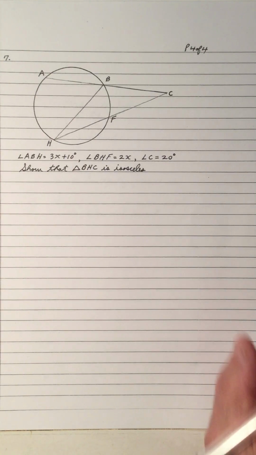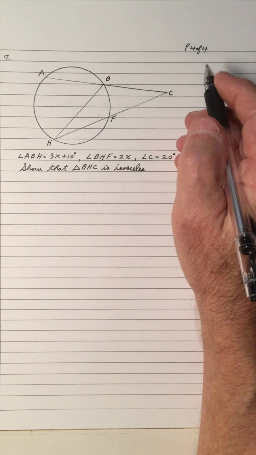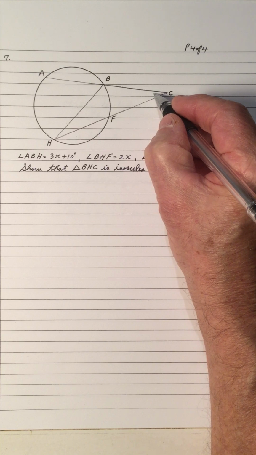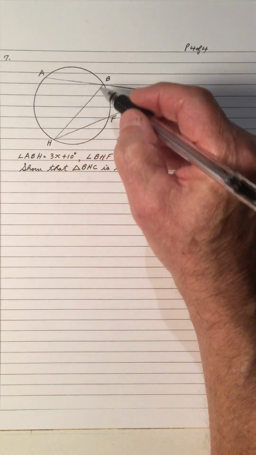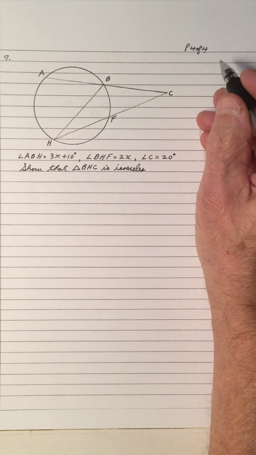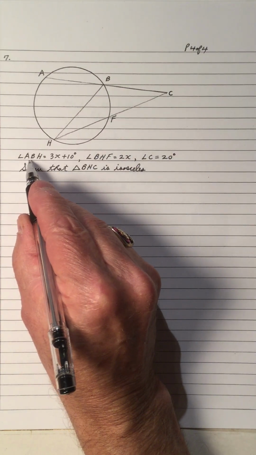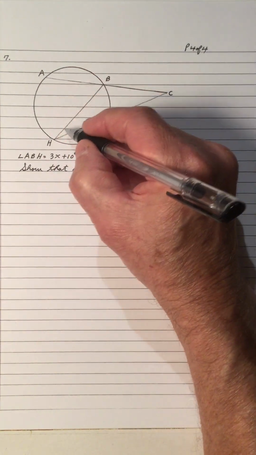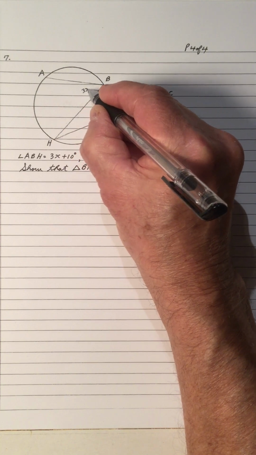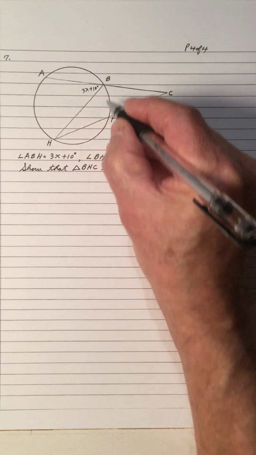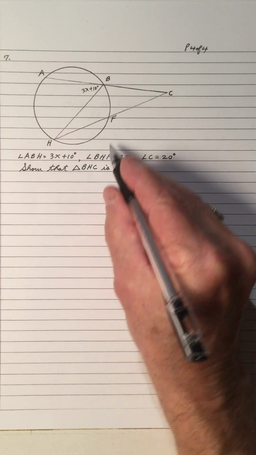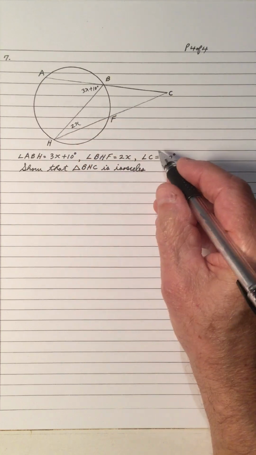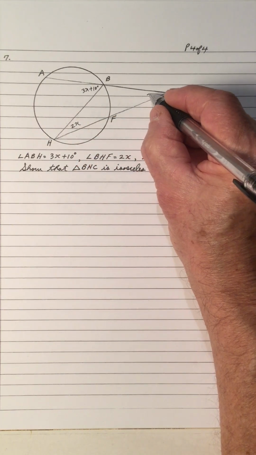Okay, one more to do, stressing this. When two secants intersect, this angle here is half the arc AH minus the arc BF. So the angle ABH is 3x plus 10. The angle BHF is 2x, and angle C is 20 degrees.